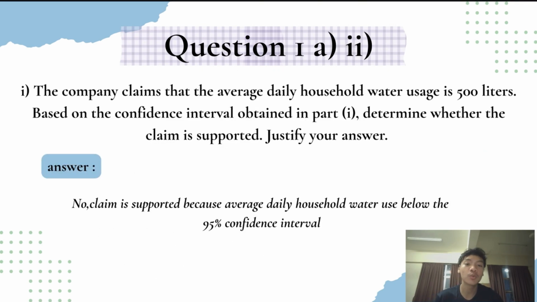To determine whether this claim is supported, we compare 500 liters with the confidence interval obtained in part 1. Since 500 liters is outside this interval, it is not a plausible value for the population mean at the 95% confidence level. Therefore, the company's claim is not supported.